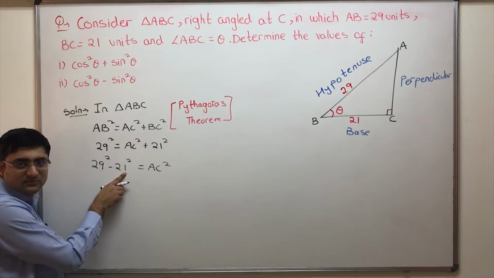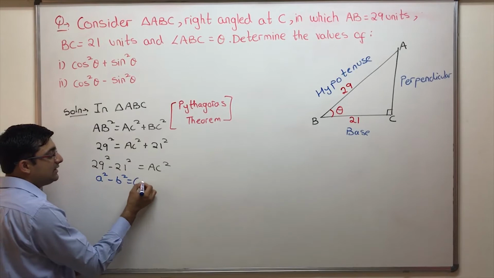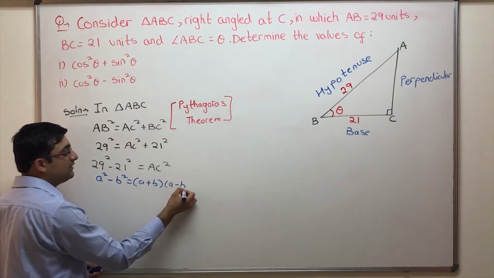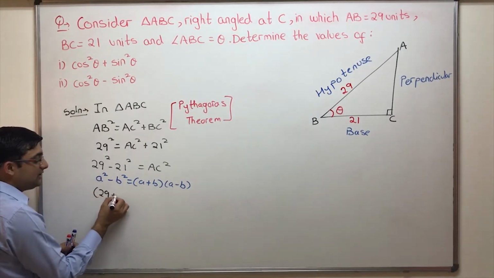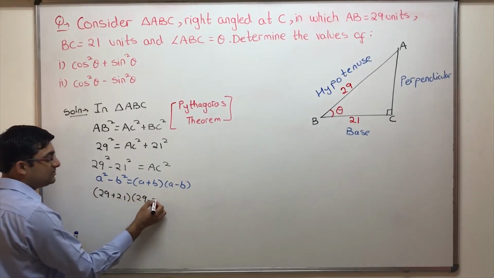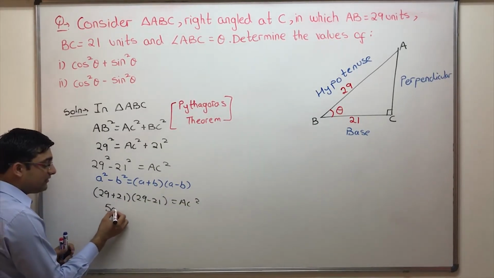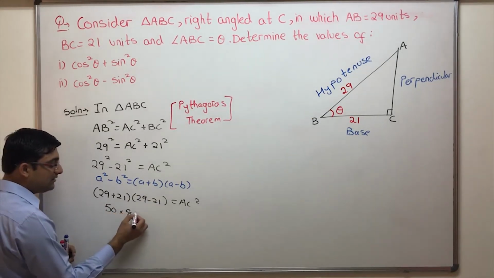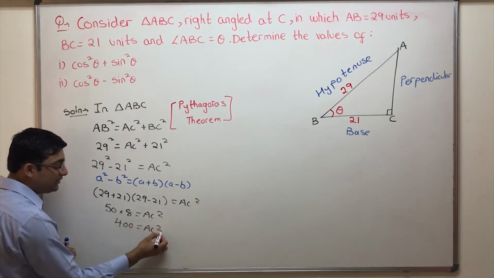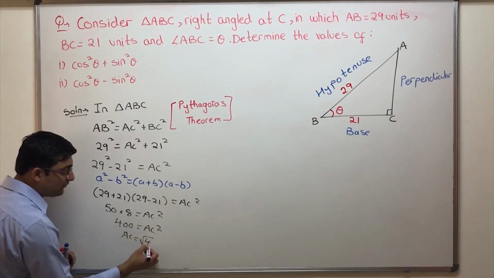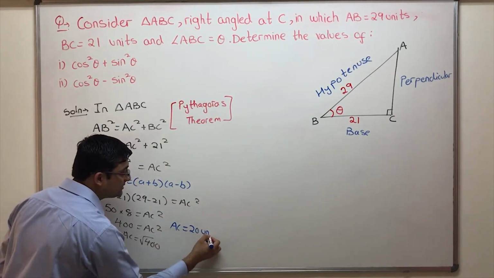Now we have A square minus B square. What is A square minus B square? Recall A square minus B square is A plus B into A minus B. So this will become A is 29, B is 21. So A 29 plus B 21 into A minus B is equal to AC square. So what is 29 plus 21? It is 50. What is 29 minus 21? It is 8. So 50 into 8 is AC square. 50 into 8. So 400 is equal to AC square. So what is AC? It is square root of 400. So from here we get AC is equal to 20 units.